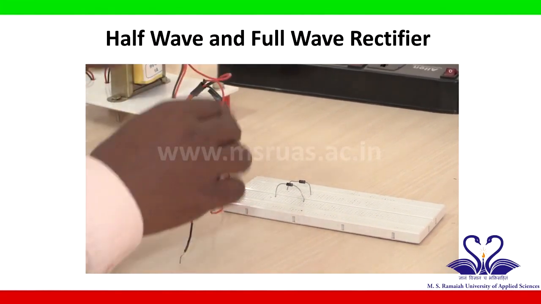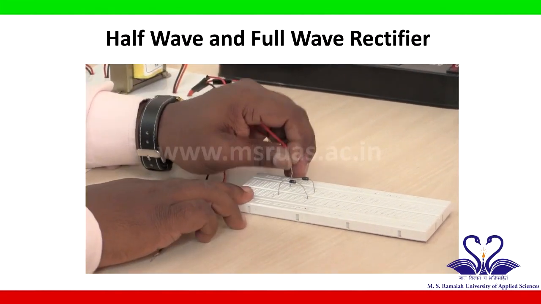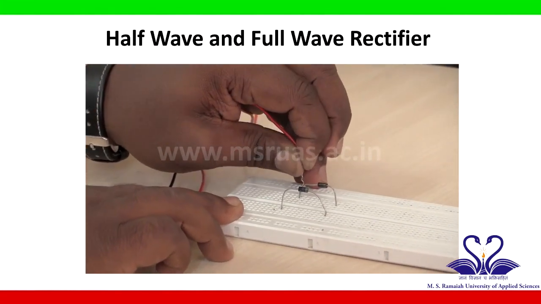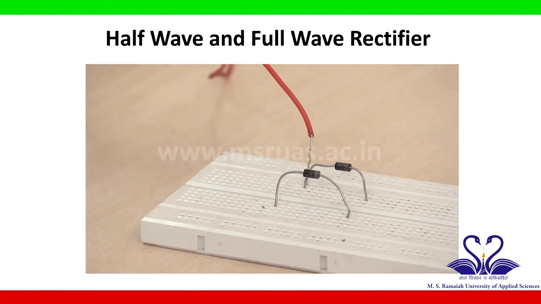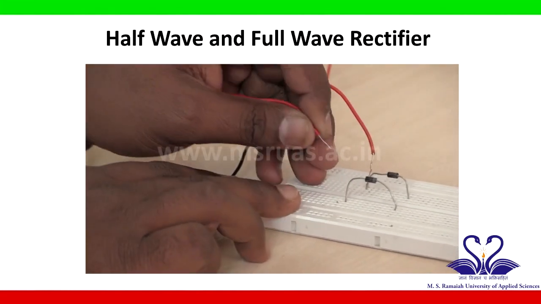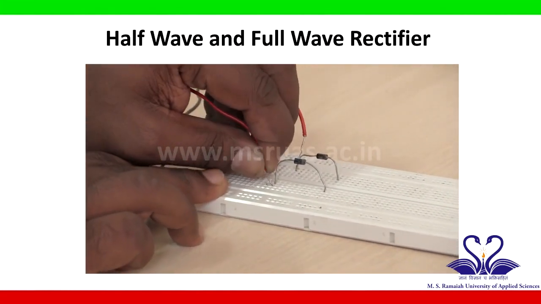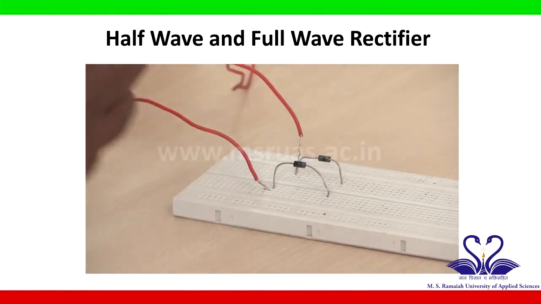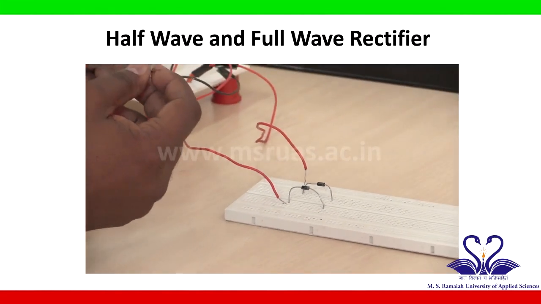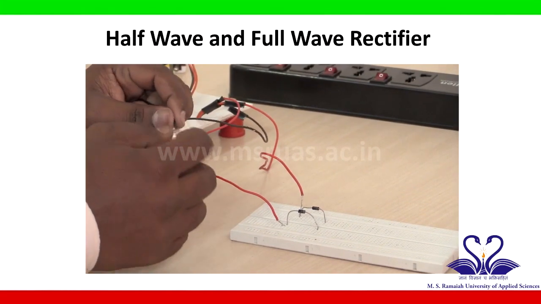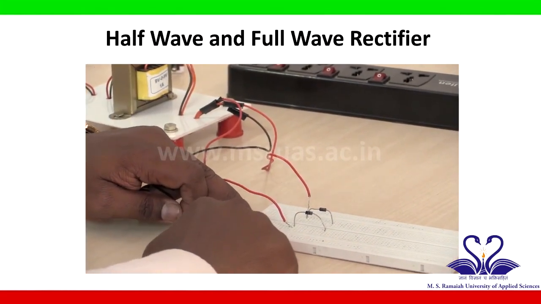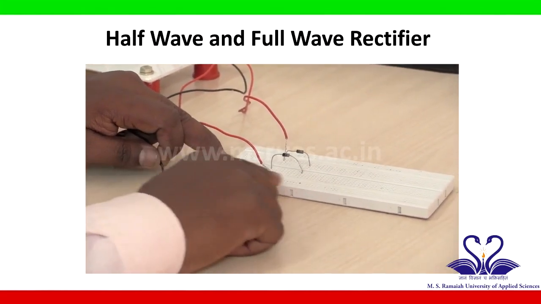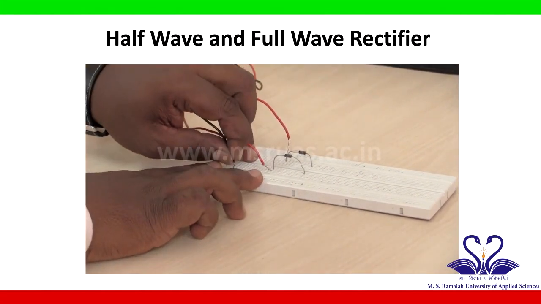The transformer secondary's one terminal is connected to the diode 1 P terminal, and the transformer secondary's other terminal is connected to the diode 2 P terminal. The transformer's secondary center tap wire, which is black in color, is connected to a ground line. Let us take the bottom line first row as the ground line. This line I will connect to ground.